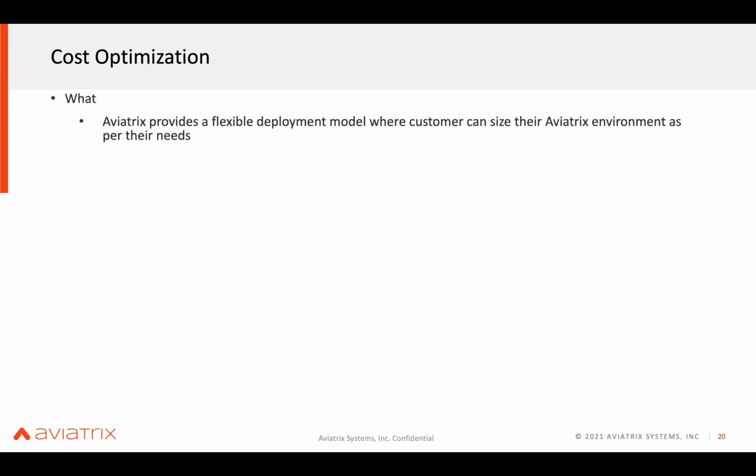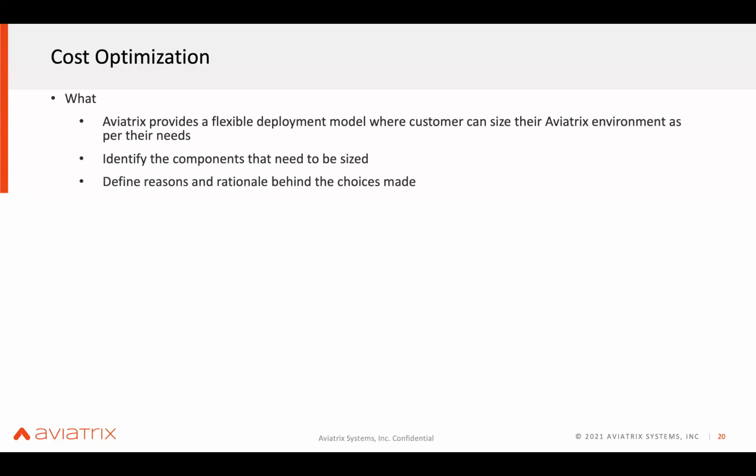So for example, Aviatrix provides a flexible deployment model, like customers can size their environment as per their needs. So identify the components that need to be sized. There are components that are native, you don't really have to worry about their sizing, but then there are components where you need to make sure that your design has adequate sizing. And then the reasons and rationales behind those choices, right? Why you chose one thing versus the other, like why you chose HPE versus standard, are some of the things.